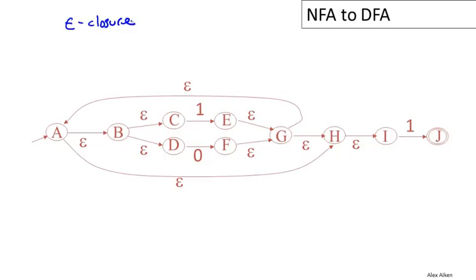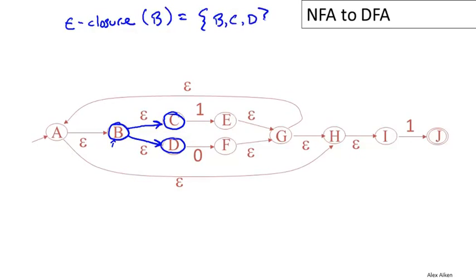The basic idea of the epsilon closure is that I pick a state, and it could be a set of states, but we'll just do it for a single state. And then I look at all the states that I can reach by following only epsilon moves. B is the state that we're starting with, so B would be included in the set. Then there's an epsilon move to C, so C would be included, and there's another epsilon move to D, so D would be included. So we would say the epsilon closure of B is equal to the set B, C, D.